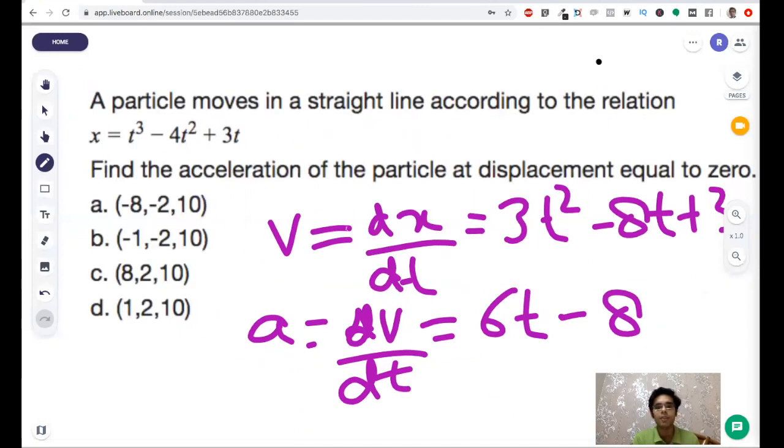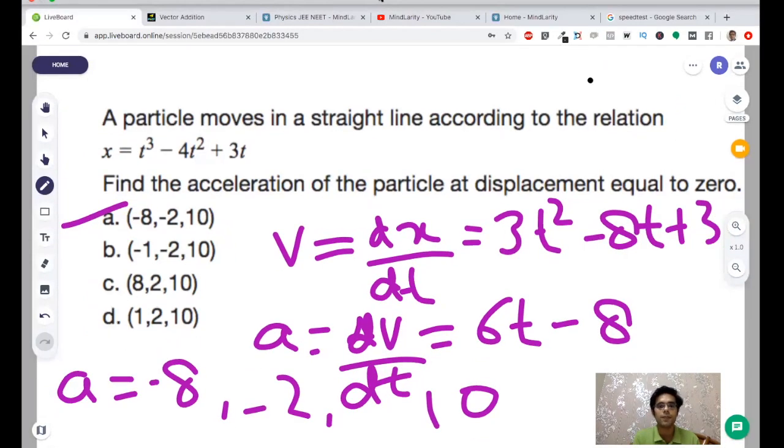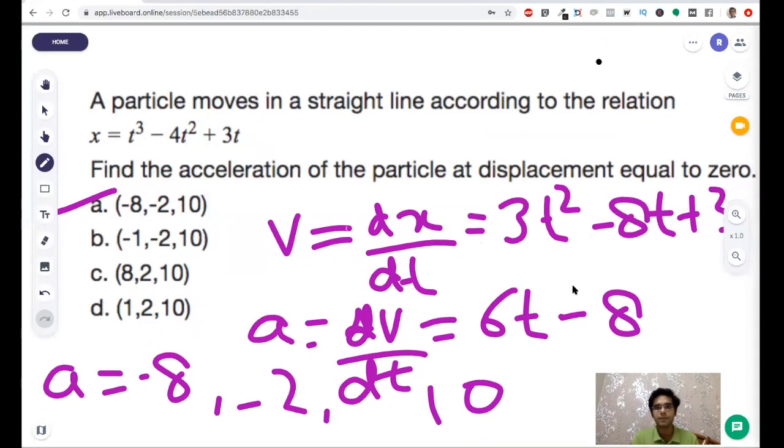At t equal to 0, acceleration comes out to be minus 8. At t equal to 1, acceleration comes out to be minus 2. And at t equal to 3, acceleration comes out to be 10. So the correct option is A. Everyone got this solution? Any doubt on this? Option A. Yes, very good. So most of you were able to solve.